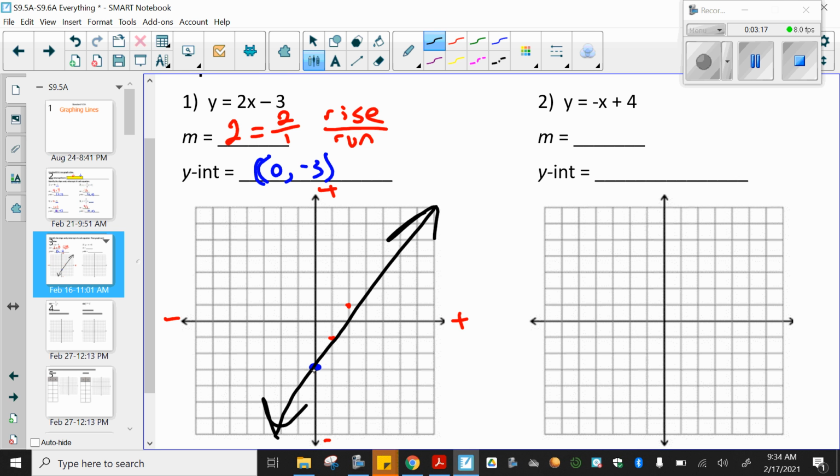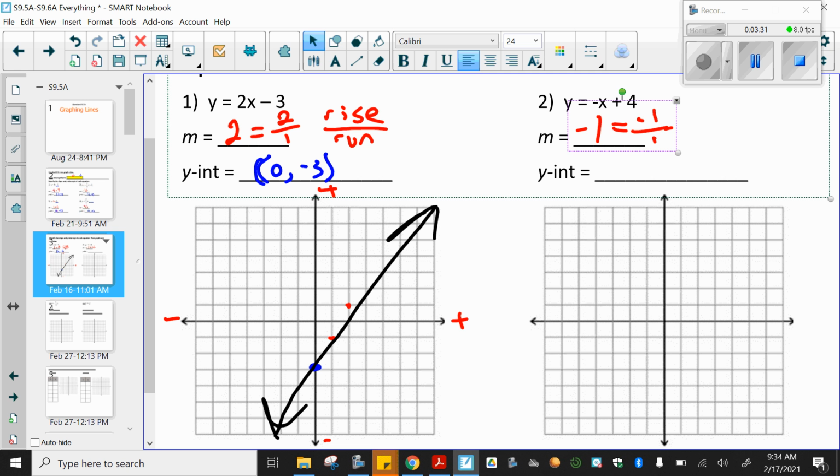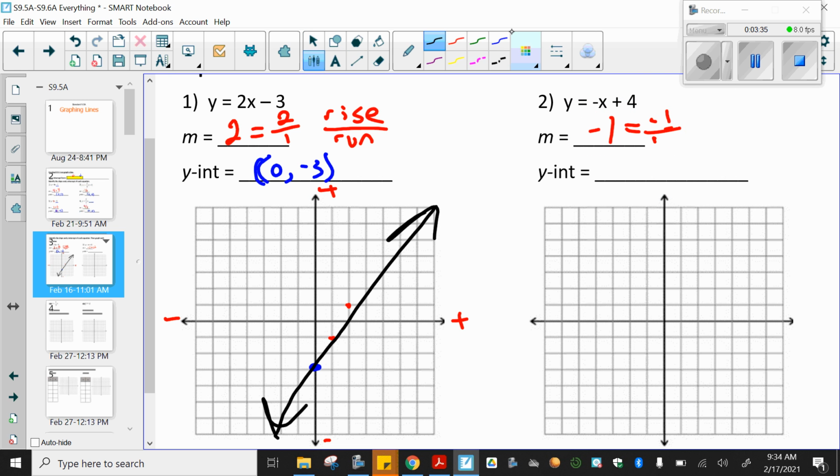So let's do another one. So same thing. Slope, negative x, so negative 1, which is equal to negative 1 over 1. Oops. And then, see if I can get that box to go away. Right. And then, my intercept is 4, so 0, comma, 4.